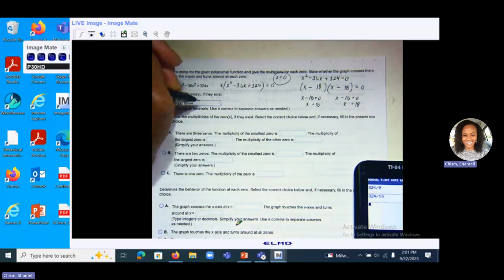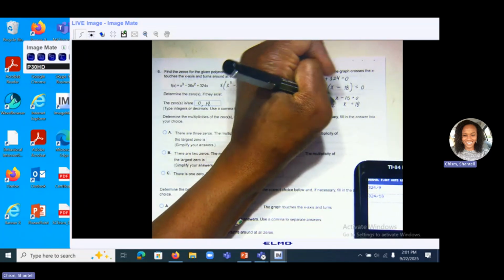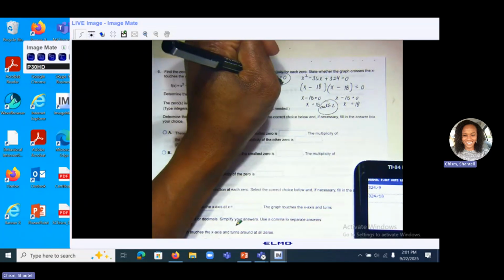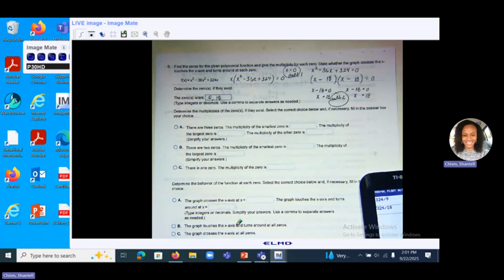So your zeros are 0 and 18. One has a multiplicity of 2 here, whereas this one has just a multiplicity of 1. Okay? All right, so there are two zeros. Let's see, we're going to select B.